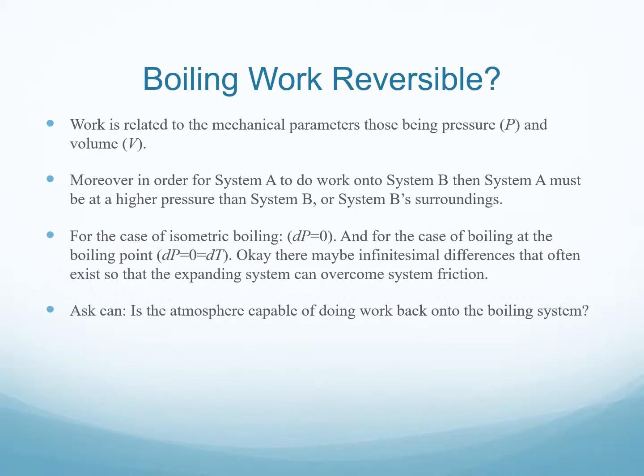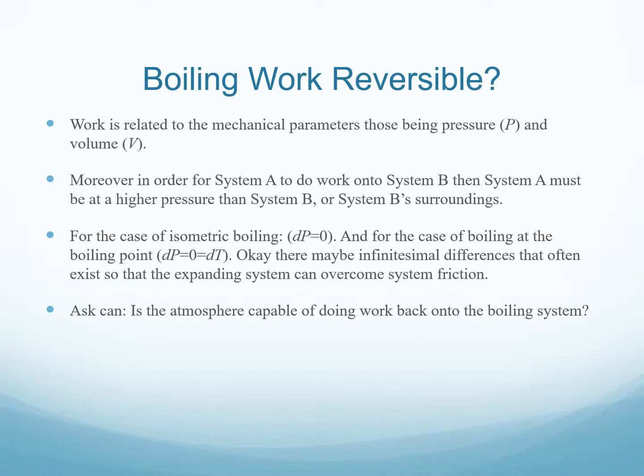So a question now arises: is the work reversible, or can we reverse the work? Now, work is related to the mechanical parameters, those being pressure and volume. Moreover, in order for system A to do work onto system B, its neighboring system, system A must be at a higher pressure than system B. We can also consider system B as something like a car, and system A is a gas tank attached to the car. The tank is high pressure, so you open a valve, and the gas comes out of the tank and pushes the car. Again, the pressure in system A has to be greater than the surrounding atmosphere in order to push that car.